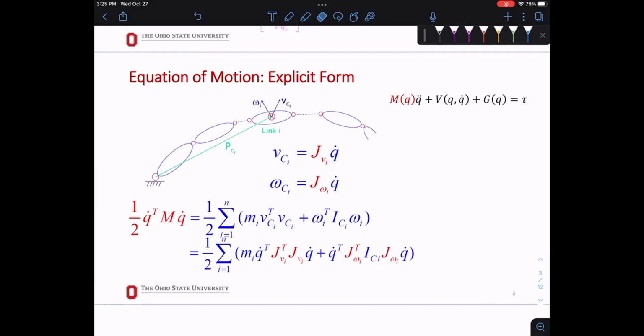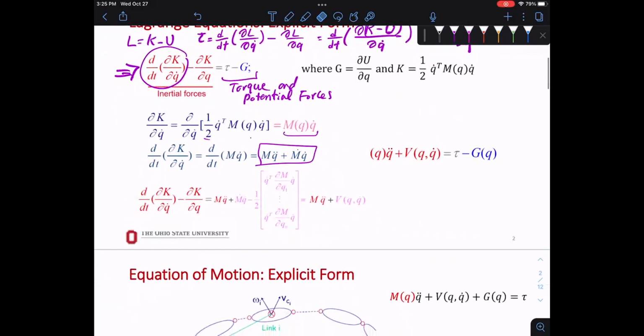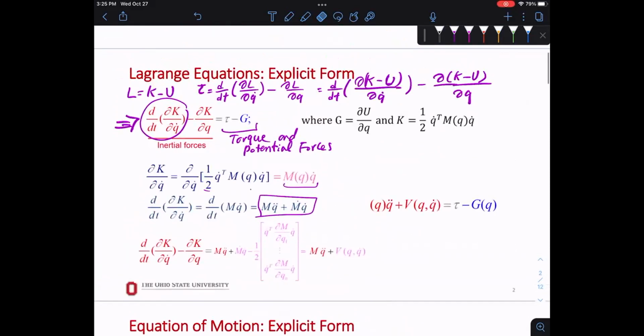Now, from before, we had this expression for kinetic energy. For kinetic energy, we know we can write 1/2 q dot transpose M q dot, right?